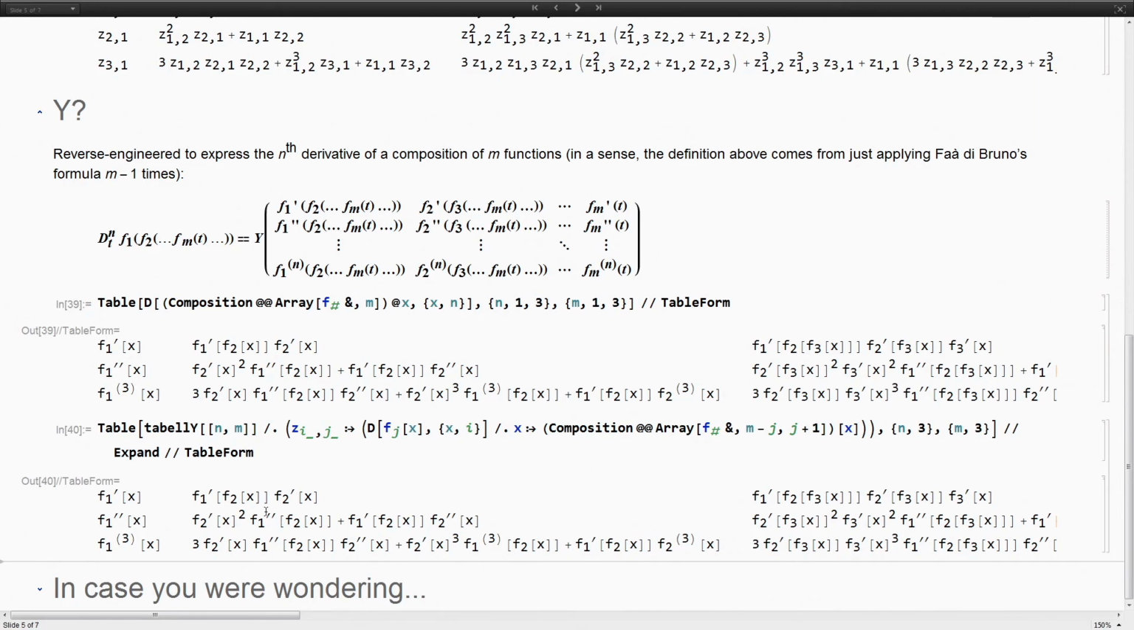You also might have noticed a slide ago there were intermediate generalized partial Bell polynomials, which we won't really talk about today.